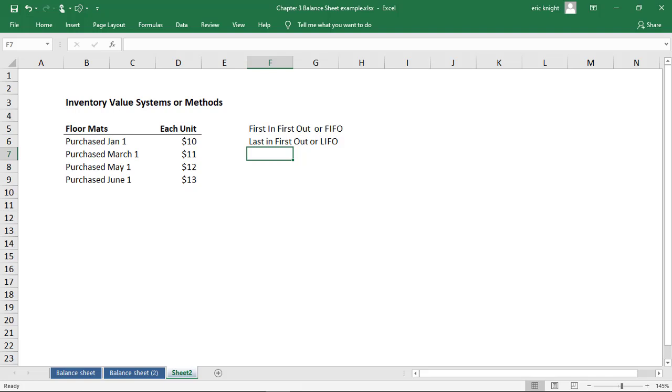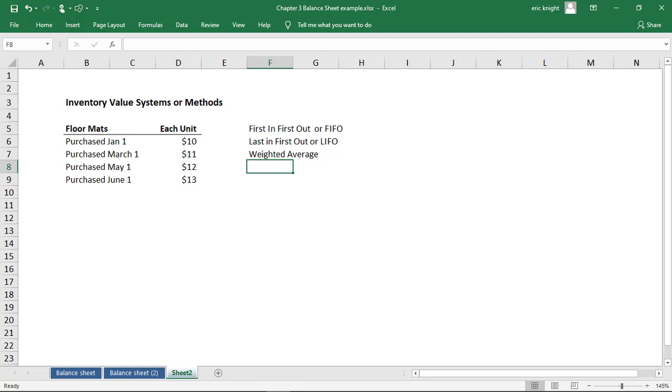And then a third type of method that management could use is weighted average. With weighted average, we just average it up. We take all our inventory, add it all up, and then divide by the quantity, and we get an average amount. And that method is used often too.